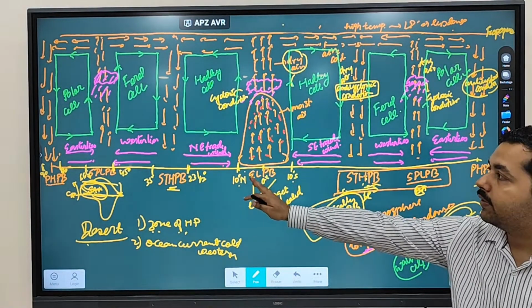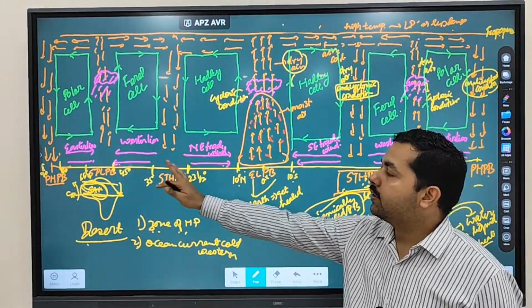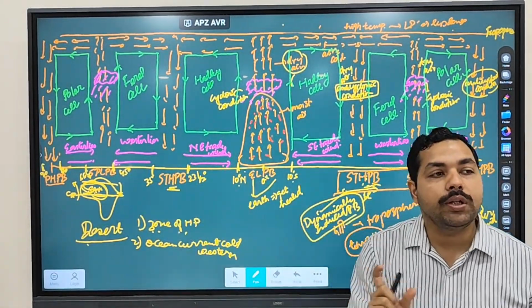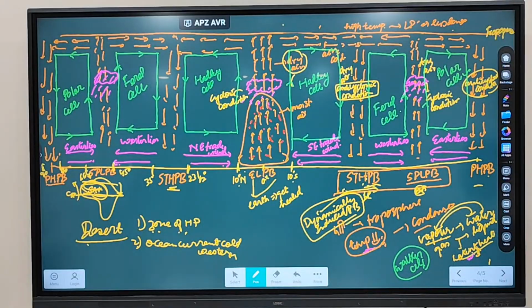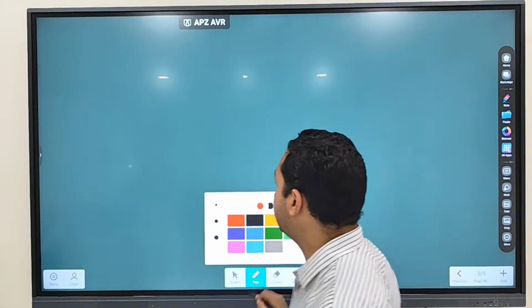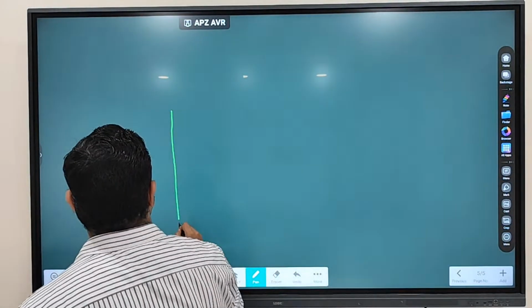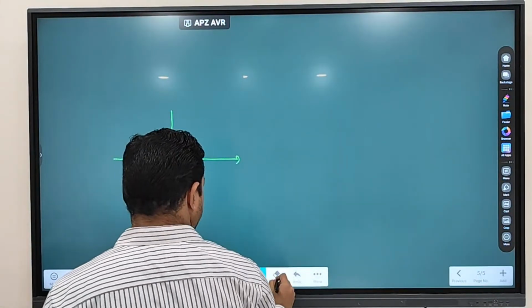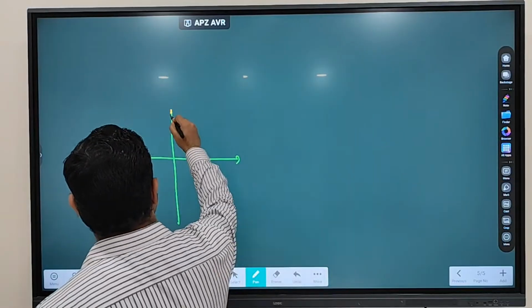So here we are calling wind as what? Northeast trade wind, southeast trade wind, westerlies, easterlies. So how are we naming these winds? Basically what you have to keep in mind is, these are your directions.